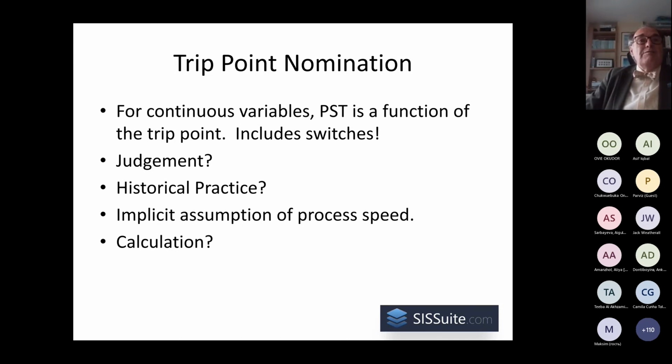How do we nominate this? Well, historically, this may well be, as I say, determined by the process engineers, and it may just be historical practice. It may just be a question of judgment based on experience. Implicit in that is the assumption of how fast the process is moving. If it is seen to be a critical concern for a given SIF, then it would of course be appropriate to undertake a more rigorous calculation of just what the available process safety time is.